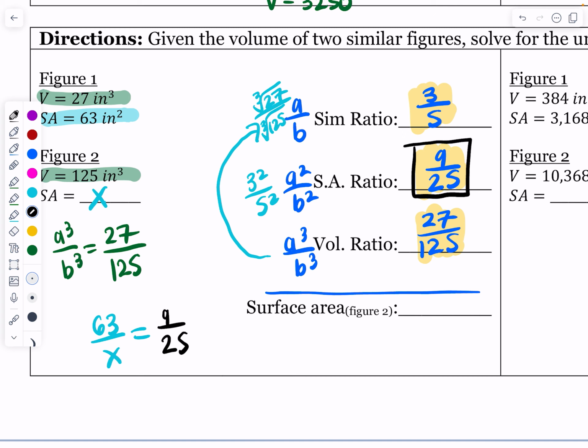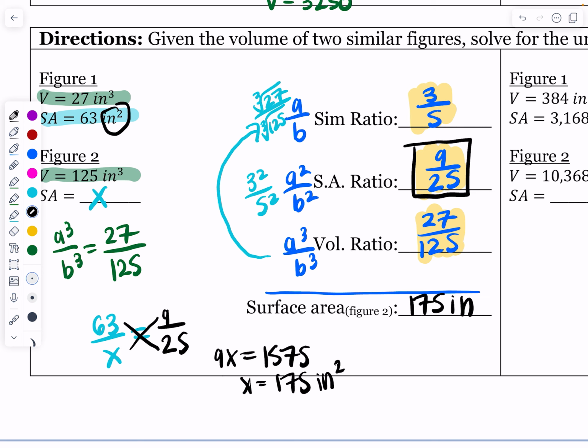You get 9 times X is equal to 9X. You set that equal to 63 times 25, which is 1575. And then you divide by 9. And when you do that, you get that X is 175. That is bigger than 63 like I expected, and that's going to be inches to the second power. So 175 inches to the second power.